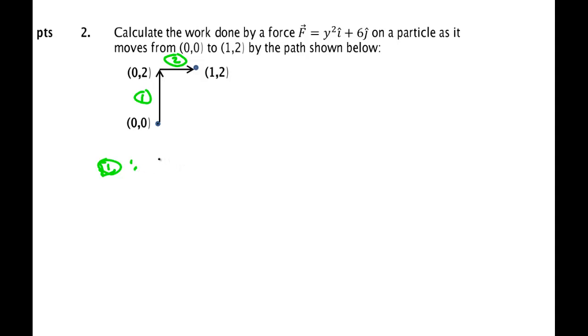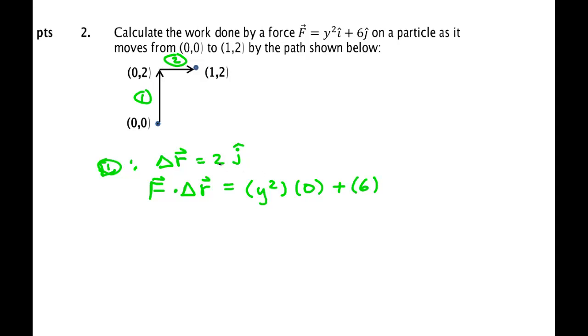My force and my displacement are as this. Delta R is going 2 units up in the j-hat direction. So F dot delta R is going to be the x component times the x component. So that would be y squared, the x component of this, times the x component of that, which is 0, plus the y component of the force, which is 6, times the y component of r, which is 2, and of course all of that is in joules. And that's the work.